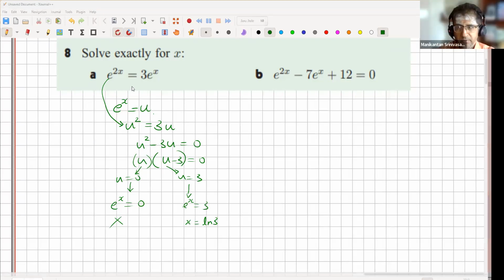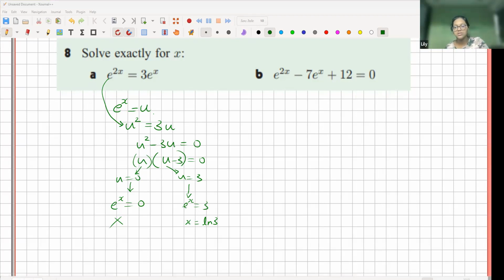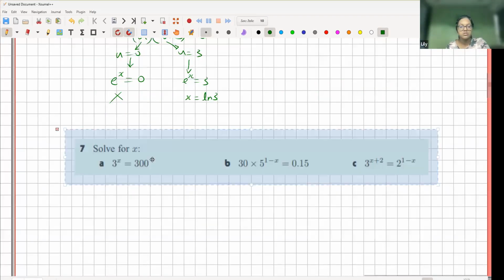Yeah. What else? So 7A, B, and C. I tried solving with my GDC, and I think I got really close to the answer. I mean, my method was right, but I think I did some calculation wrong. So could you show those?